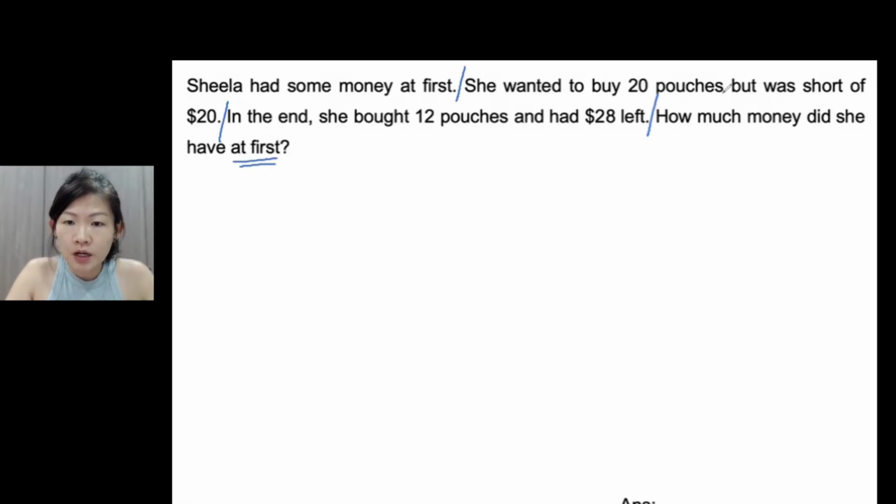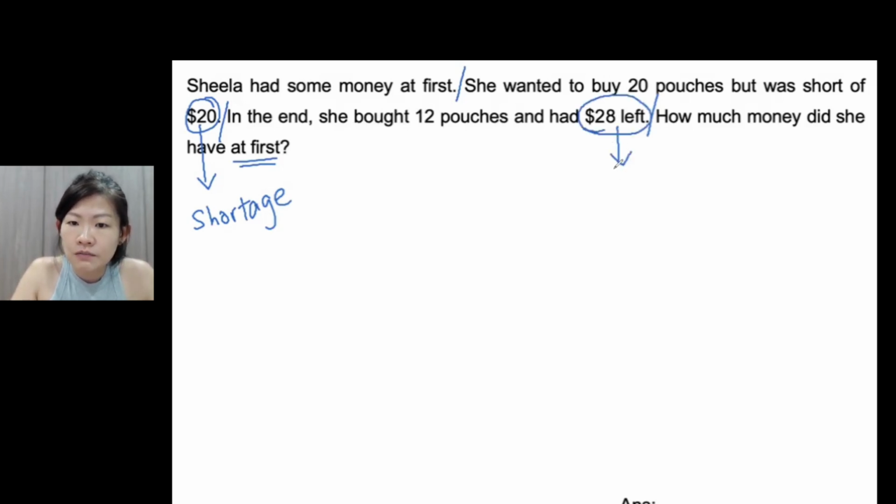For the first clue, she wanted to buy 20 but was short of $20. So this $20 is also what is known as the shortage. Now, in our next clue, it mentions that she actually bought 12 pouches, but because she bought less than what she initially intended, now she actually has extra money left, and this is also known as our excess. So hence, this is our typical excess shortage question.